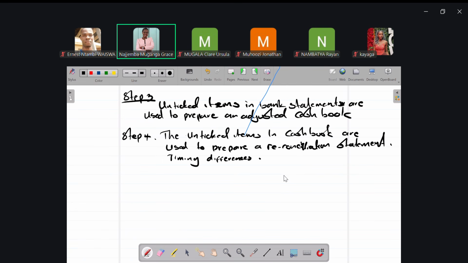So the unticked in the cash book, we are trying to say that they do not appear anywhere in the bank statement. Therefore, include them in the reconciliation. With that, you will be able to reconcile the balances. This is the format.